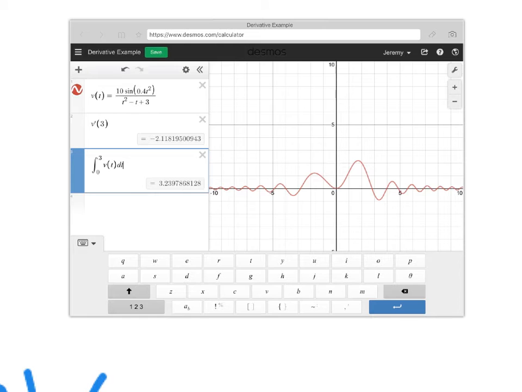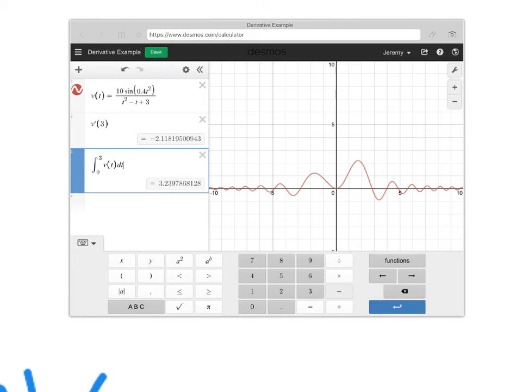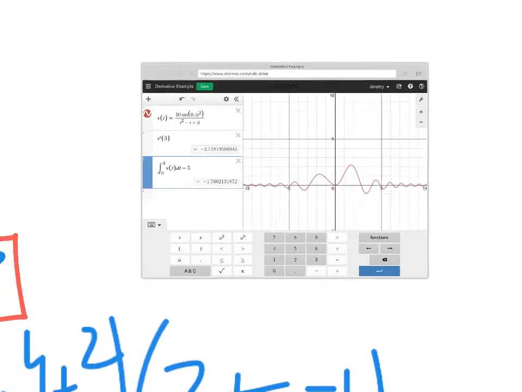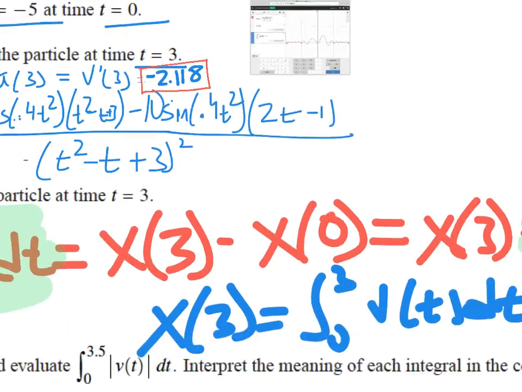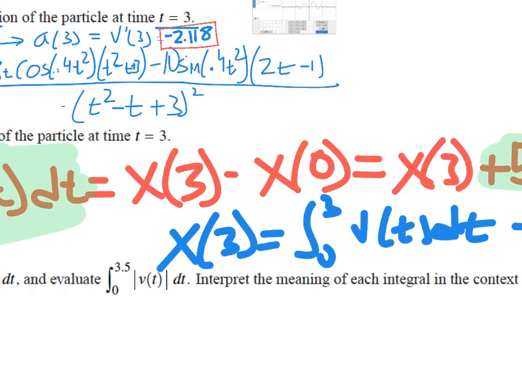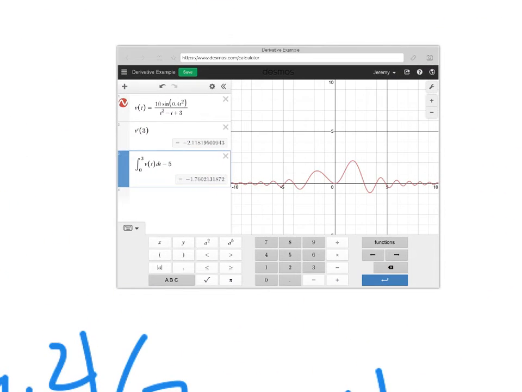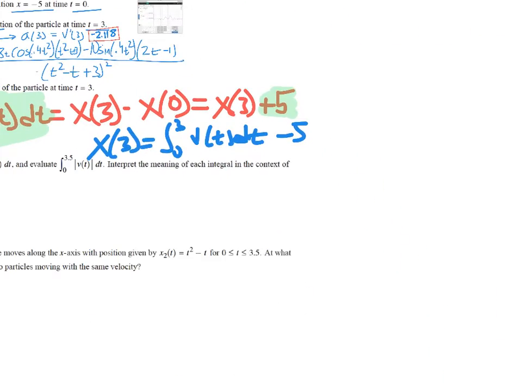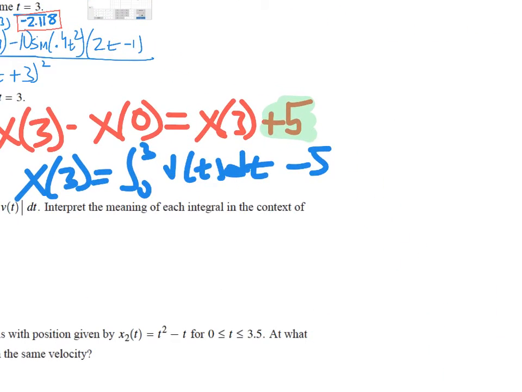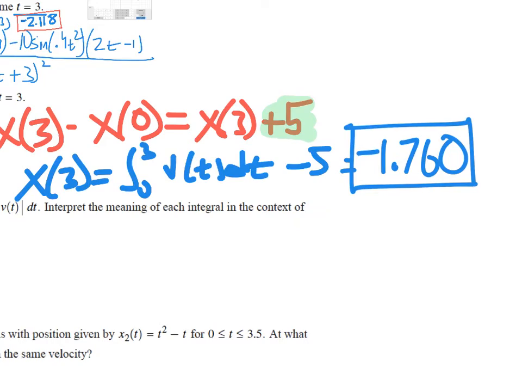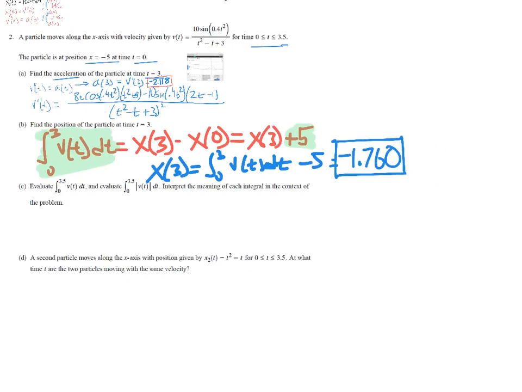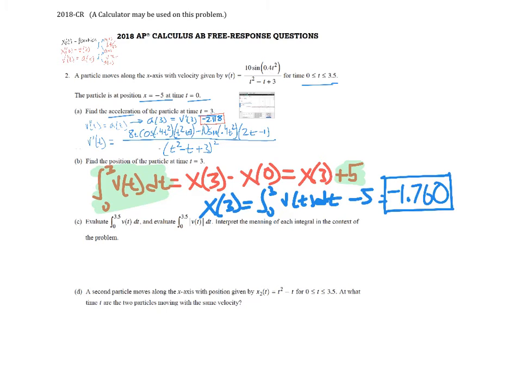And while I'm at it, I'll type in minus 5. And there we go. So we had the integral from 0 to 3 of v(t) dt, and we subtracted 5. There it is right there. So we have negative 1.760. Again, we don't have units. A lot of times in these problems we'll have units. This might be feet, inches, depends on what the units are given.